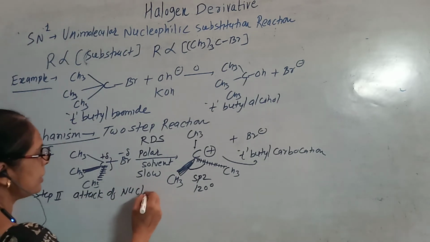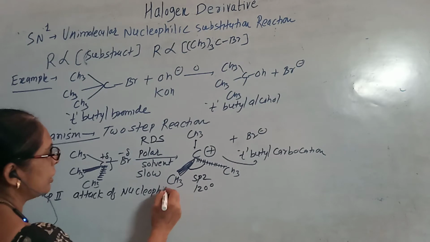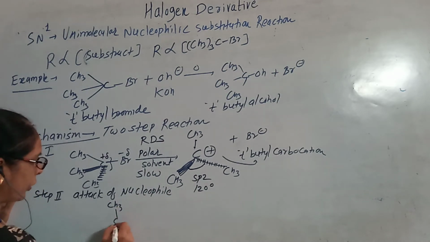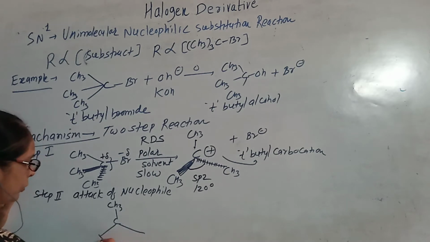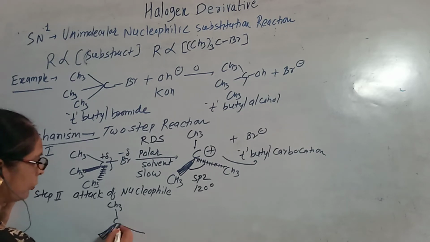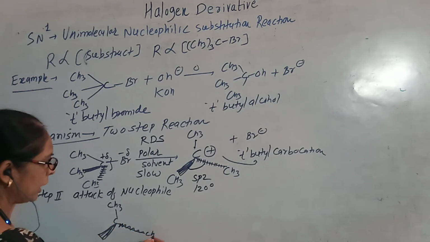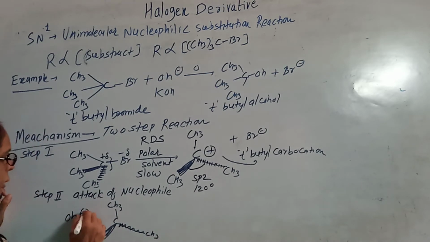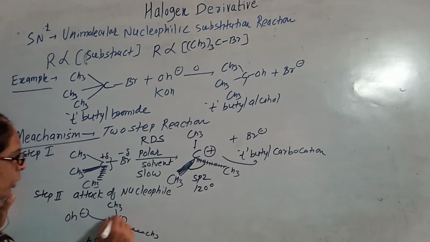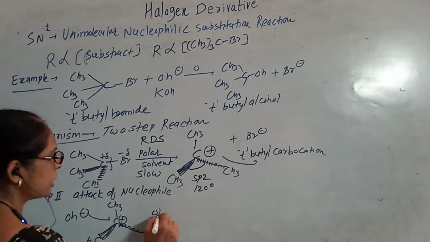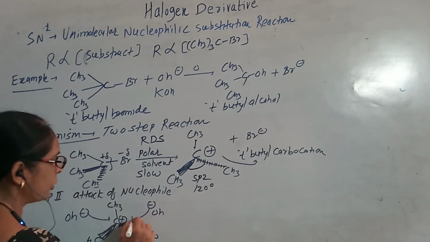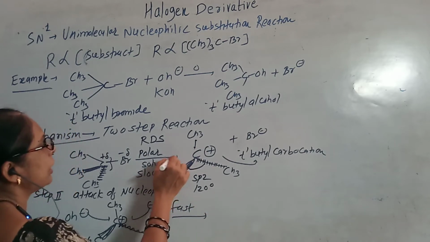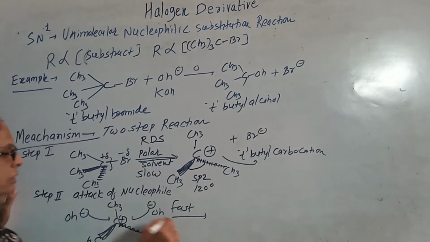As it is symmetrical in nature, it is possible for the nucleophile to attack from both sides. As the nucleophile can attack from both sides, there is a possibility that the OH can attack the carbocation from this side, or OH can attack the carbocation from this side. This step is a fast step. Remember, this is a reversible step and this is a fast step.